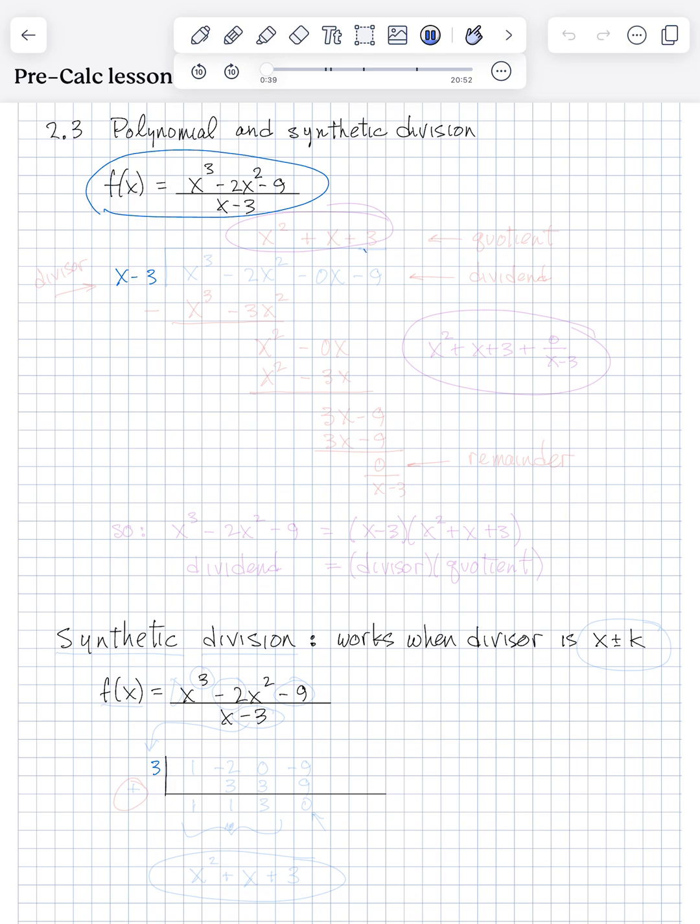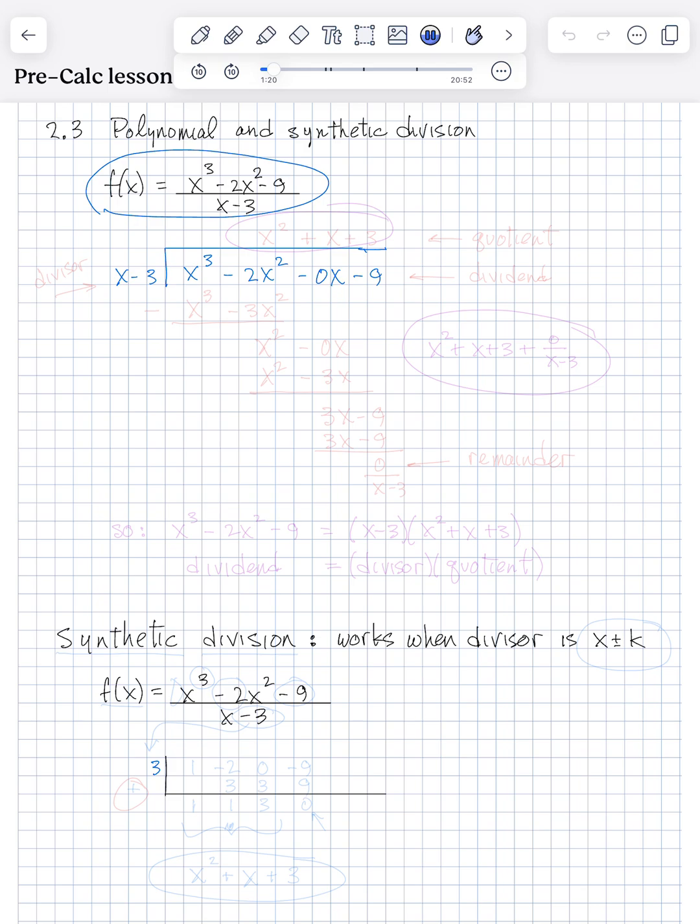Okay, let me try that again, our dividing sign. And then we put the dividend in there. So x cubed minus 2x squared. Now remember, there's no x term, so you have to put in a placeholder. So it's going to be 0x minus 9. Extend our sign out.